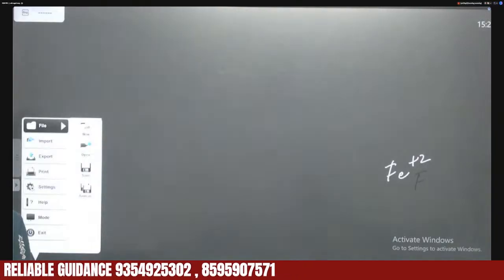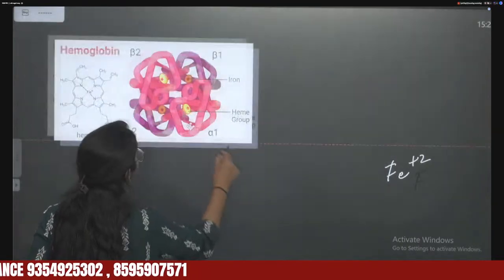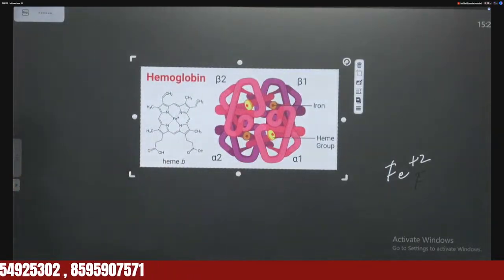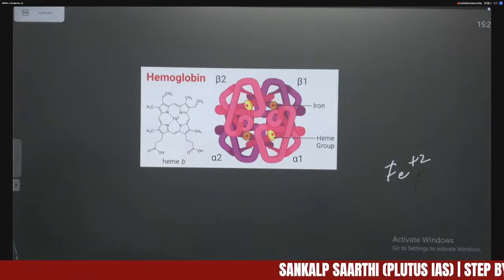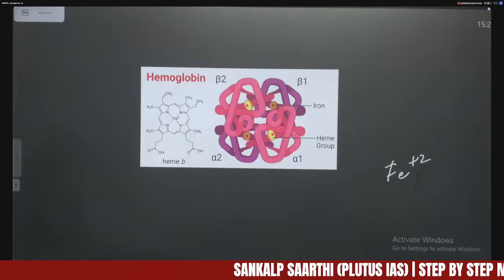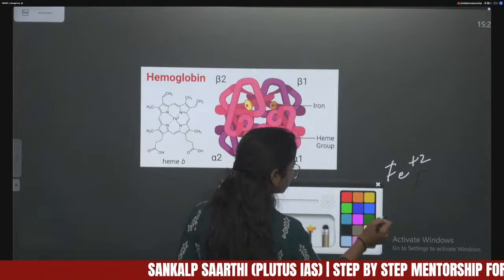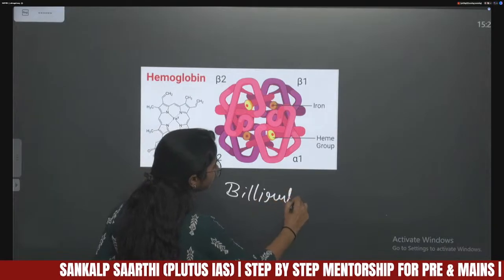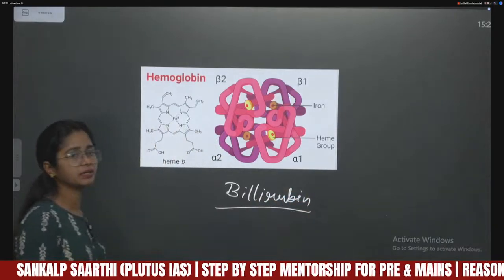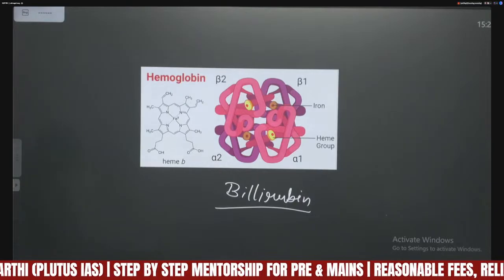Next, porphyrin released from heme is converted into a yellow pigment called bilirubin. Have you heard about this word bilirubin and biliverdin? No? Bilirubin. सुना है? Bile salts.